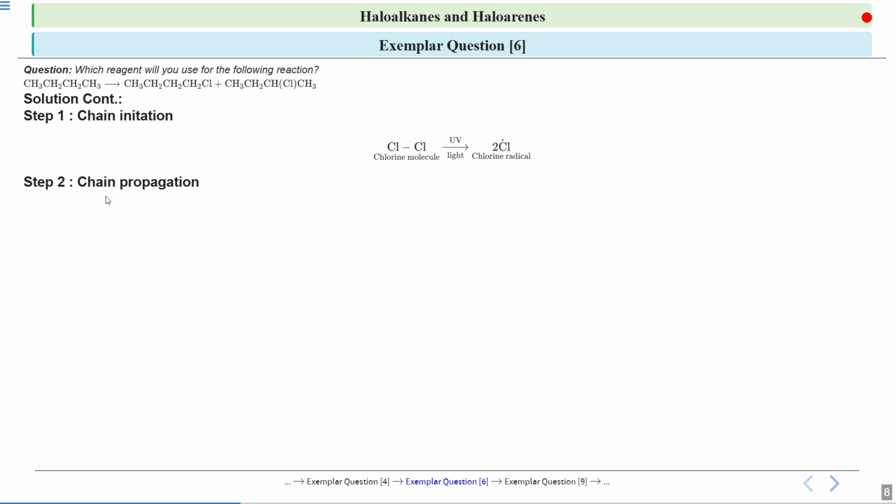Step 2 includes chain propagation. Chain initiation means the reaction is starting; chain propagation means the reaction is carrying on. Step 2 includes the chlorine radical attack on n-butane, your reactant. When the chlorine radical attacks this n-butane, you will get the n-butyl radical, CH3CH2CH2CH2 dot, that is an alkyl radical, plus hydrogen chloride as your side product.